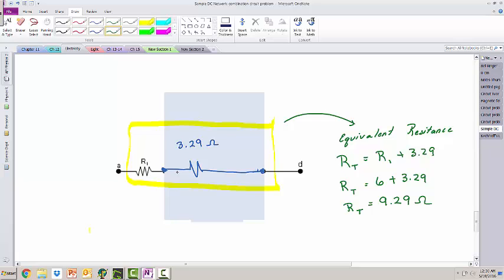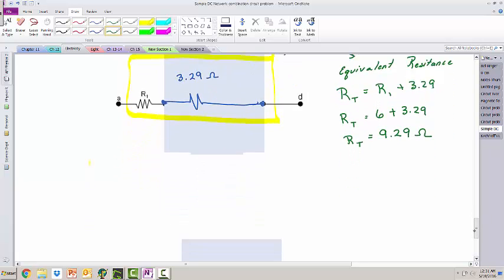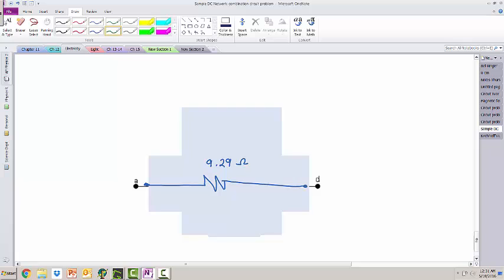And of course the next step is to simplify these two resistors, and these two resistors are in series, so the equivalent resistance is just RT equals R1 plus 3.29, 6 plus 3.29, or RT is equal to 9.29 ohms. So I redraw the circuit, and I have the circuit with one resistor, which I said was my goal. What do I do now?